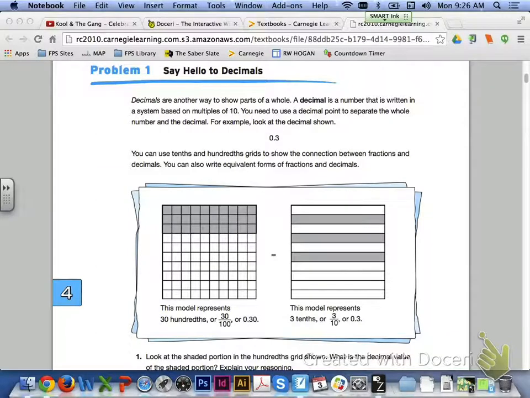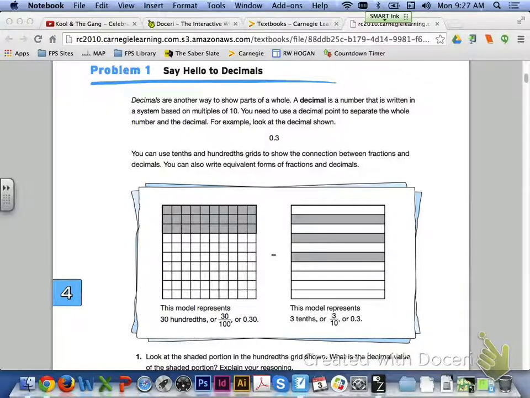Let's take a look at problem 1 on page 228, saying hello to decimals. Decimals are another way to show parts of a whole. A decimal is the number that is written in a system based on multiples of 10. You need to use a decimal point to separate the whole number and the decimal. For example, look at the decimal 3/10 shown below.